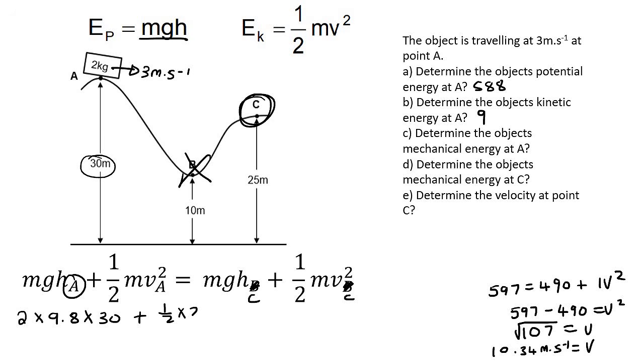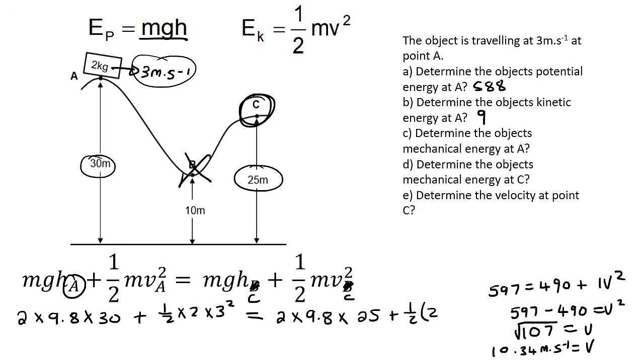Now the mass is 2. The velocity over here is 3 squared. If you had to work this out, you would end up getting 9, but once again, let's say you forgot that. And then you just say equals, and now you fill in all of this information. So the mass is still 2, gravity is still 9.8. Now the height is 25, and then you say plus a half times the mass times the velocity, which is what we're trying to calculate.